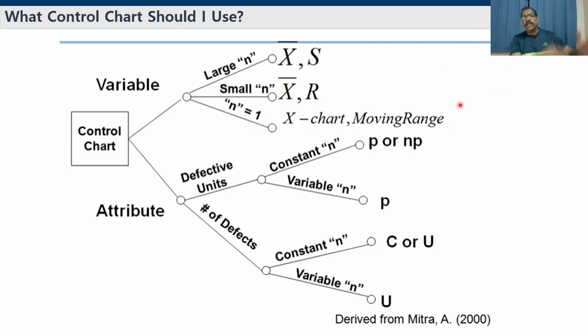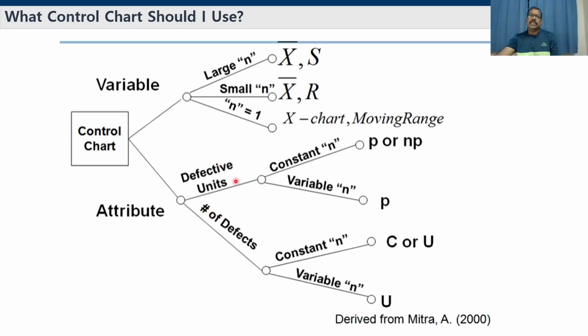That is considered variable. If it is attribute charts, you will again have defective units or number of defects. Defective units means one defective unit, and defects means multiple defects are there. In this way we can classify.